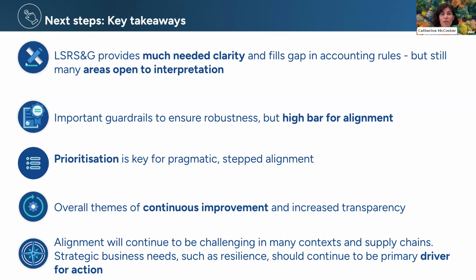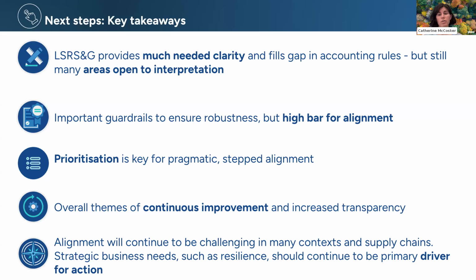Prioritization is going to be key for alignment, tackling certain things first, making a stepped plan towards alignment. We listed some priorities in our first webinar in February after the publication of the standard, and would stand by those. If you're interested in that, you can go back to that. It's on our website. There are overall themes of continuous improvement and increased transparency, pushing people to get better over time.